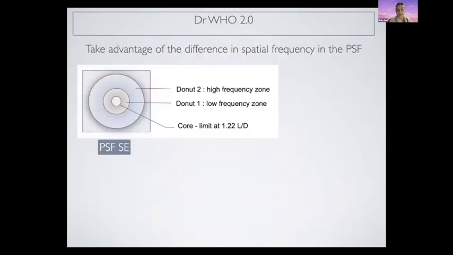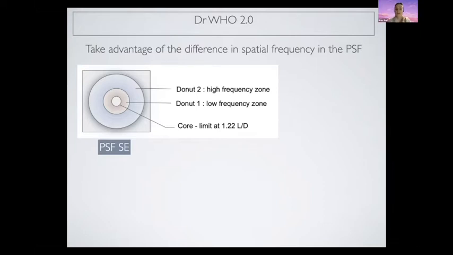So now let's have a look at how we can be even smarter in how we look at those images. We want to take advantage of the difference in the spatial frequency of the PSF. The way we do that is we look at the short exposure PSF, and we know that the inner zone of the PSF, let's call it the donut, is an area of low frequency, and the outer part of the PSF is an area of higher frequency.